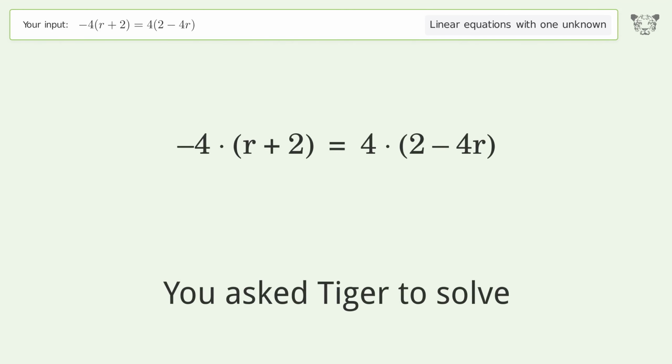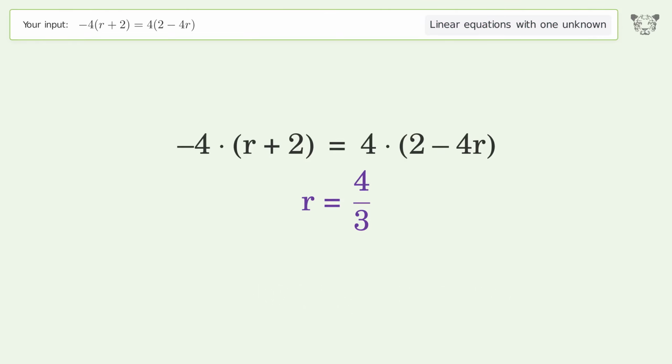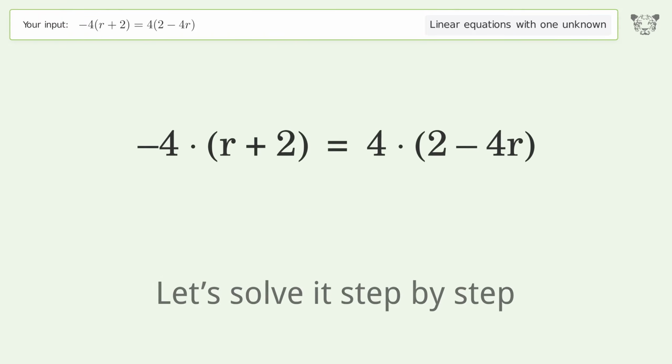You ask Tiger to solve. This deals with linear equations with one unknown. The final result is r equals 4/3. Let's solve it step by step.